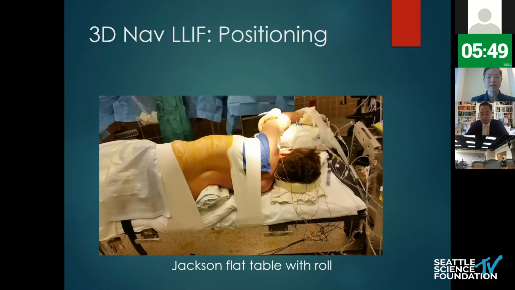So positioning wise, I use a Jackson flat table with a bump. It's not a big bump. You can use a blanket or a gel roll. You don't even have to use a bump at all. You just have to secure the patient to the table so the patient doesn't move. That's a lot of taping, and I think that's essential. Okay, but a flat table is great for moving in and out your intraoperative image acquisition unit or the fluoroscope.